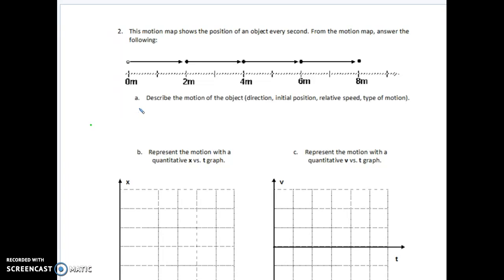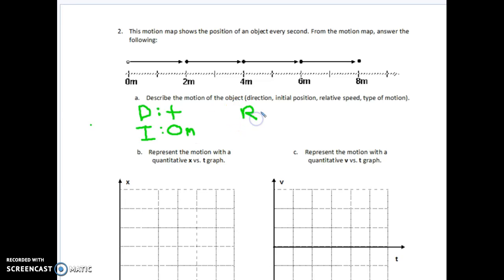Remember, the motion map is showing me the change in position over time of an object, with a hollow circle at time 0 and solid circles at 1 second intervals after that. The first thing I'm going to do is try to figure out the motion of the object using DIRT. So the direction of my object: I can see that my arrows are pointing to the right, so my direction is positive. My initial position is telling me where my object starts. I can see that my hollow circle is at 0 meters.